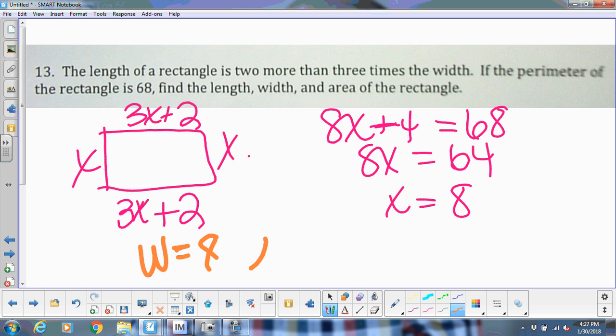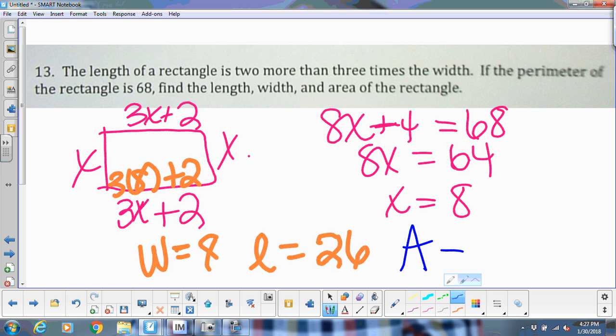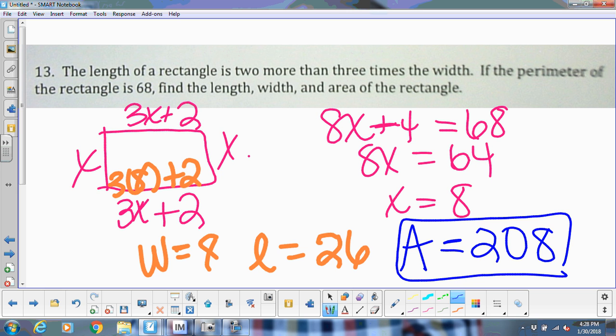All right, for the length, we know 3 times 8 plus 2. 24 plus 2 is 26. And then it did ask you here for the area. We might not have done one exactly like this. However, you know the area of a rectangle is length times width. So that's going to be 26 times 8. 20 times 8 is 160. 6 times 8 is 48. So 160 plus 48 should give you 208 for your area.